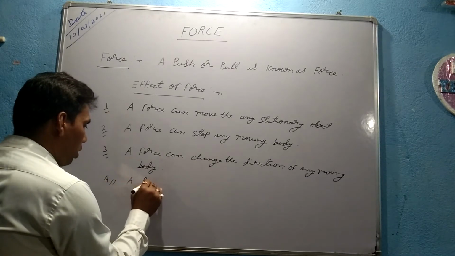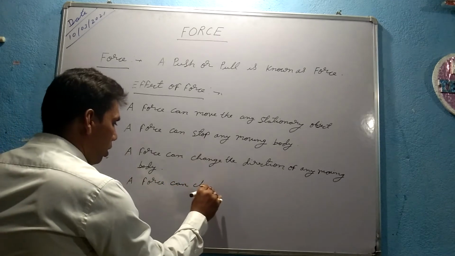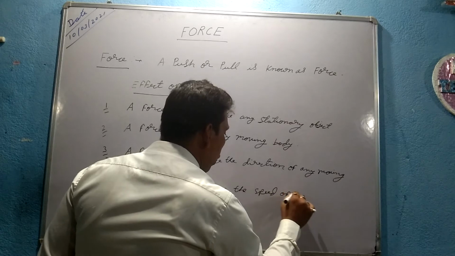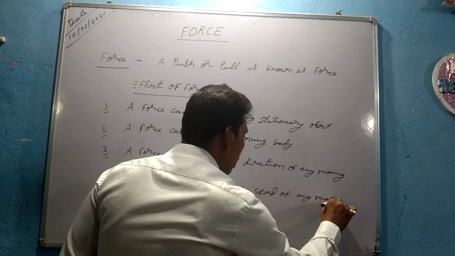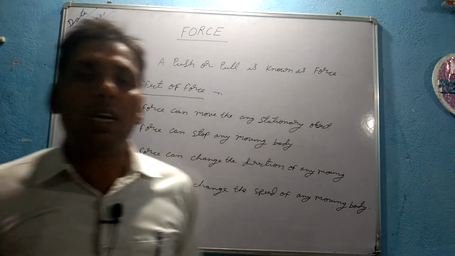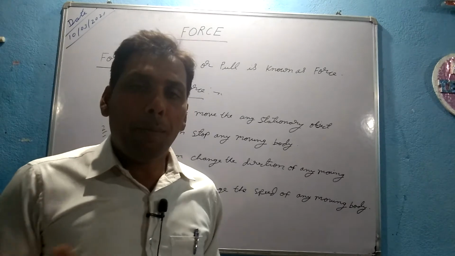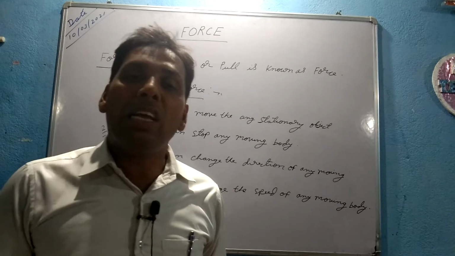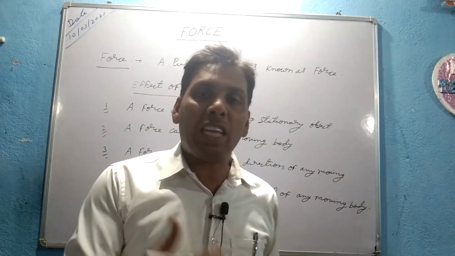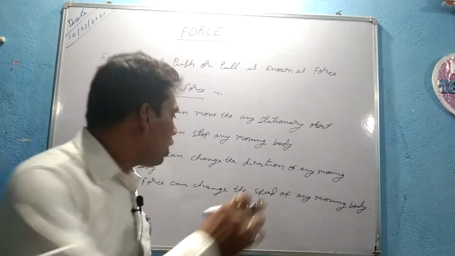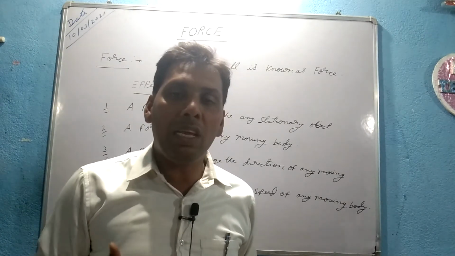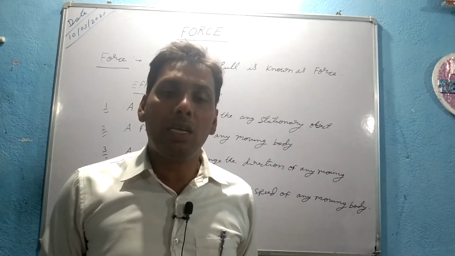A force can change the speed of any moving body. That means we are able to change the speed of any moving body by applying force. Maybe a speed of that body either increase or decrease. It depends on the direction of force or direction of body. If applied force and direction of moving body is same, then what happen? Then a speed of that body is increased. But if the direction of applied force and moving body is opposite, then a speed of that body is decreased. Clear?